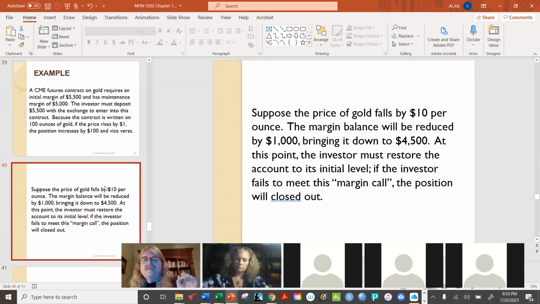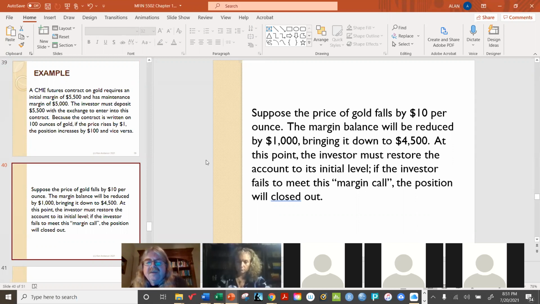What you have to do is bring it back to the initial level of $5,500. So that means you will owe them $1,000, or you must deposit another $1,000, and that is known as a margin call. If you don't, or if you can't, then they will simply close out your account. Okay. Now, you'll still get your $4,500 back, but your position is wiped out because you couldn't afford to cover the margin.